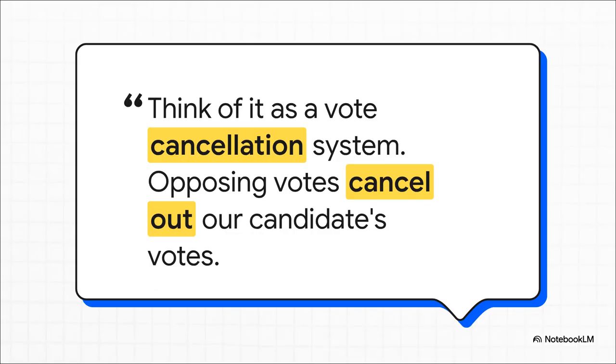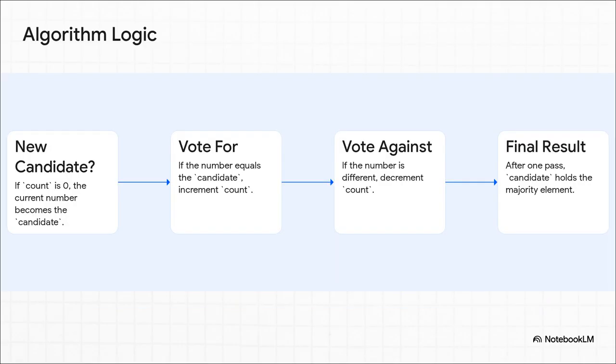Okay, here it is. This is the aha moment of the entire algorithm. Just think of it exactly like a vote cancellation system. We'll pick a potential winner, and every time we see an opposing vote, one of our candidate's votes gets canceled out. It's a simple one-for-one trade. The logic here is incredibly simple. We only need to track 2 things: a candidate and their current count.